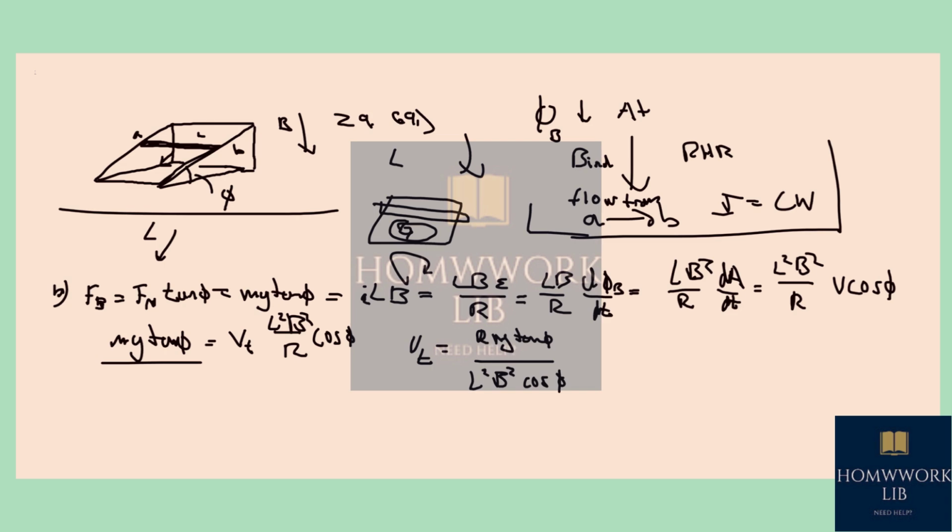That is it. For part C, we want to find the current when we're at the terminal speed. We know that the current is the EMF over the resistance, which is the same as the change in magnetic flux over the resistance. And that's the same as we saw before: B over the resistance times terminal speed times cosine of phi.